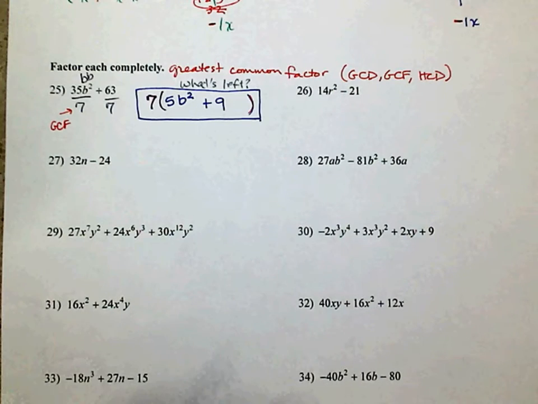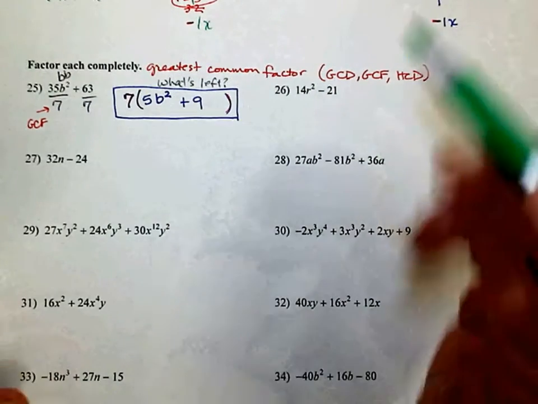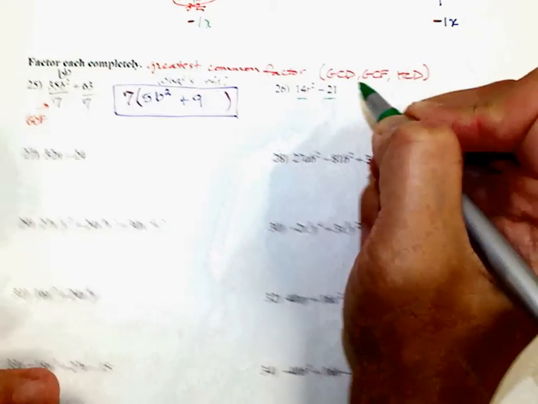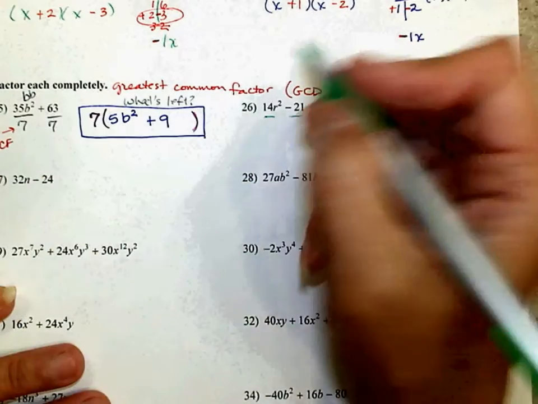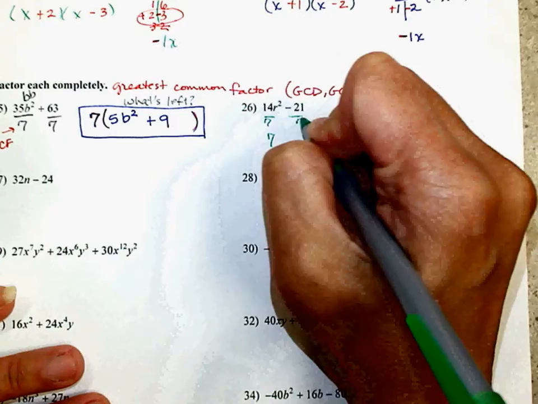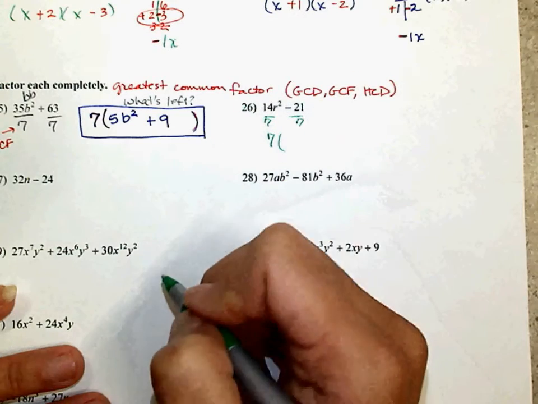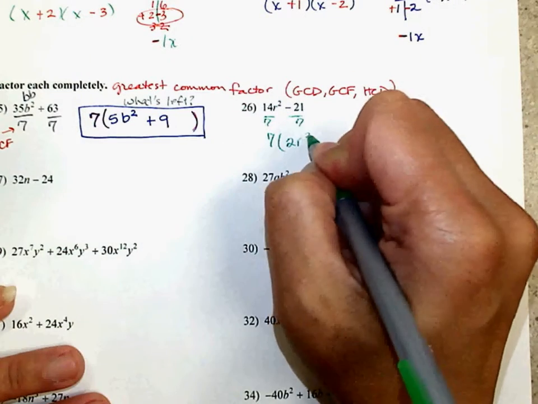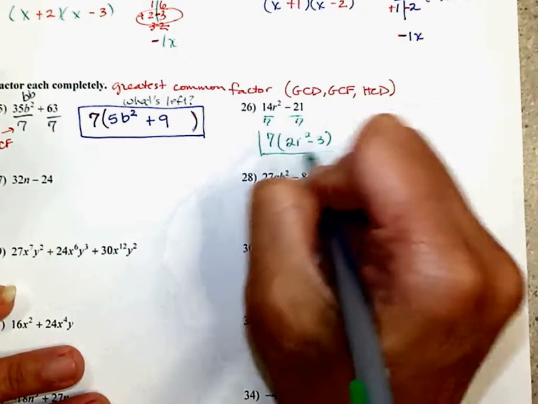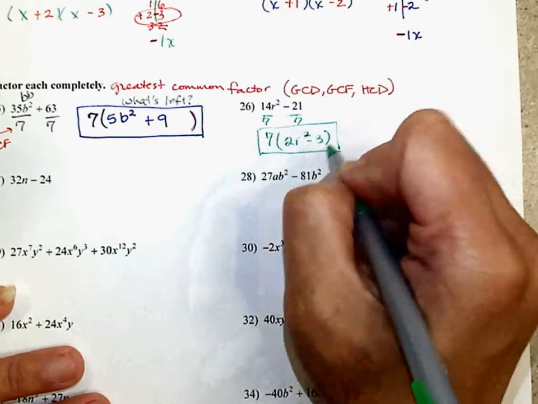Number 26. What do these two have in common? The greatest number they have in common is a 7. So you're going to take out a 7 from each one. When you take out a 7, what do you have left? 2r squared minus 3. You see how there's nothing in common?